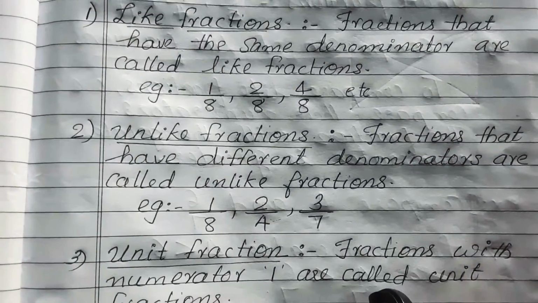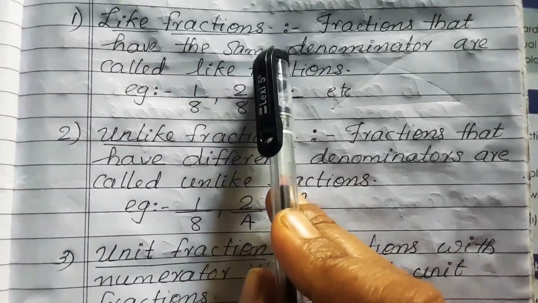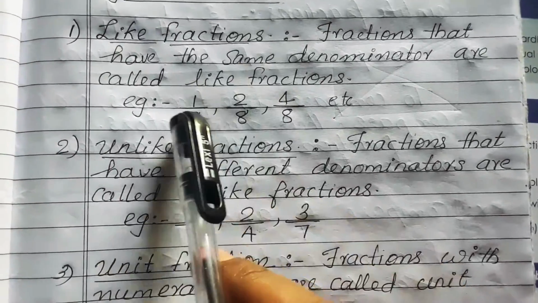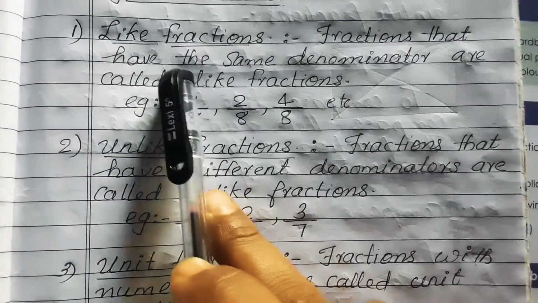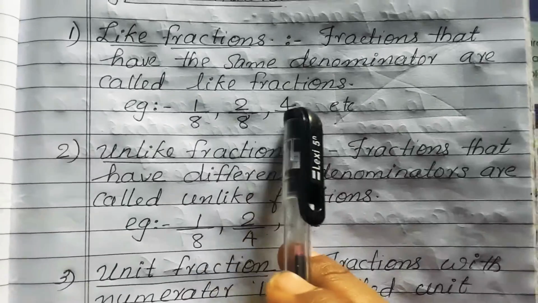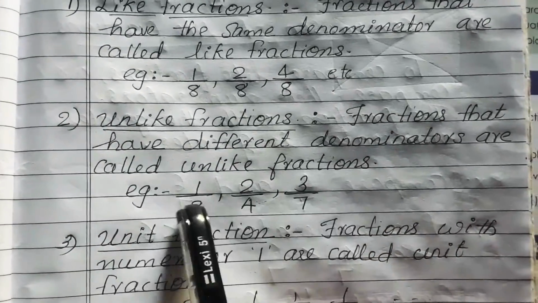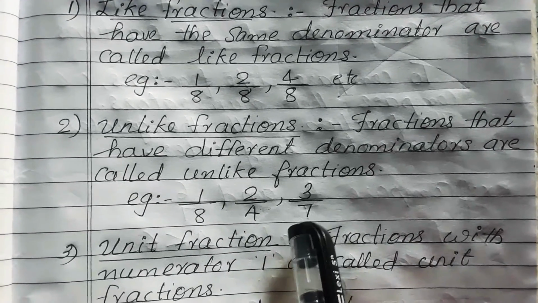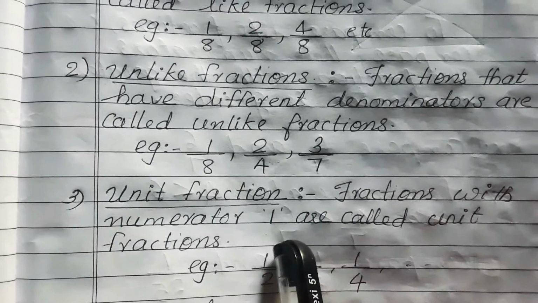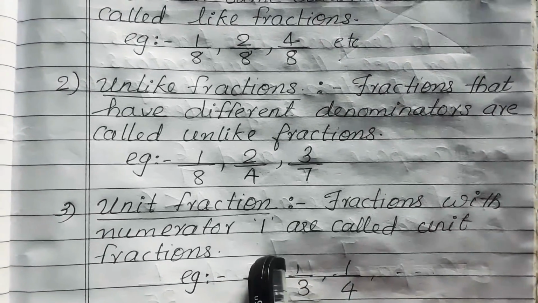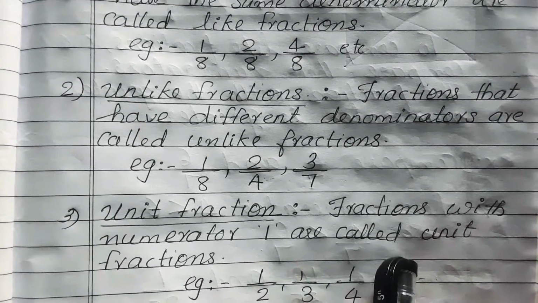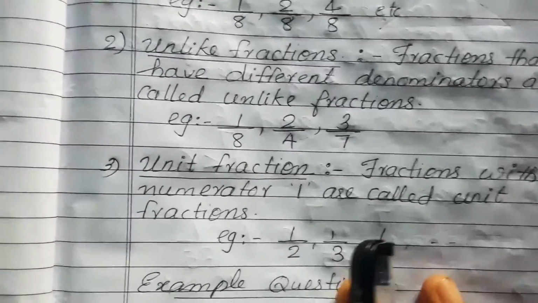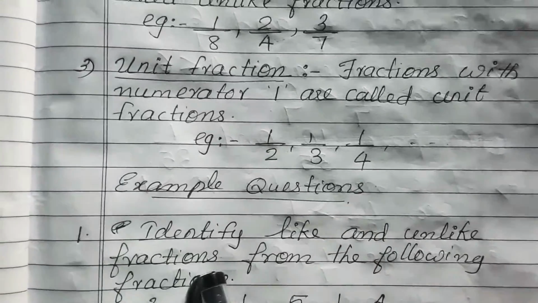So which are the three types of fractions we learned? Like fractions, unlike fractions, unit fractions. If the denominators are the same, then the fractions are like fractions. If the denominators are different, then they are unlike fractions. Fractions with numerator 1 are called unit fractions. Clear, children? Now we are moving to some example questions.